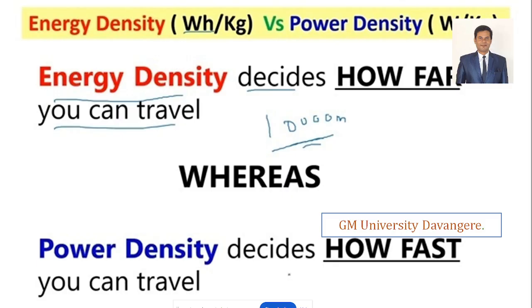You are reaching in a very less time, correct? You are going in a less time, applying more power in your body, right? Whereas in energy density, it may take more time to discharge, more time to reach the destination, right? Whereas the power density will decide how fast you can travel, how fast you can run, right?